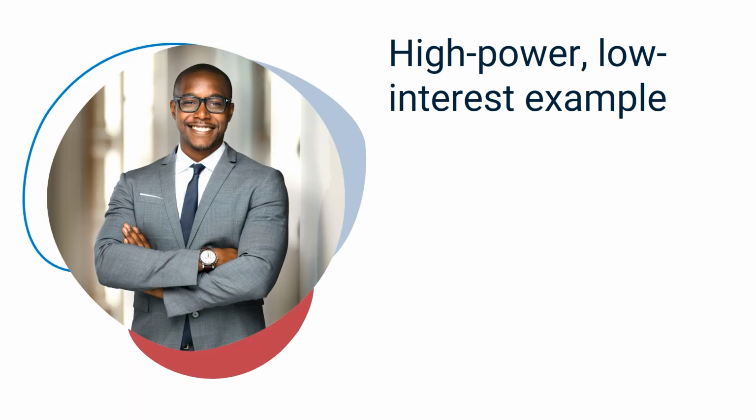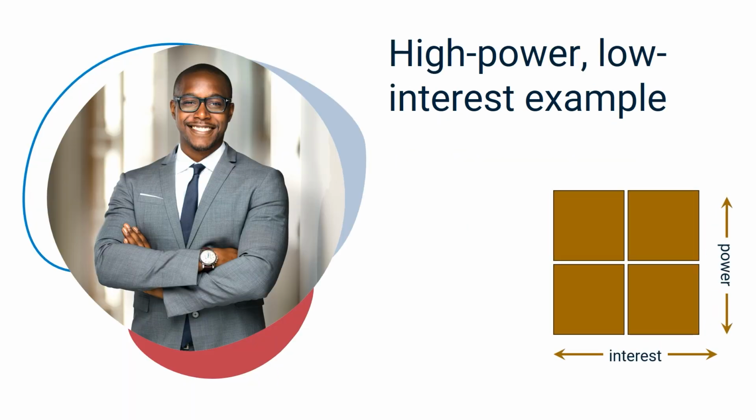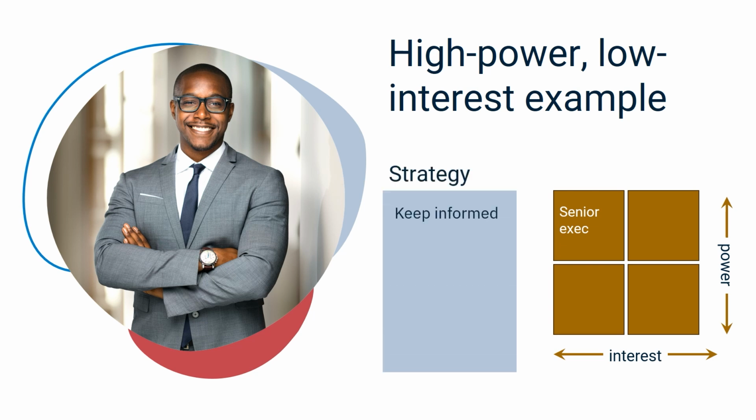Let's consider an example with a stakeholder who has high power but low interest, say a senior executive who knows little about the program. He would likely fall in your grid's high power, low interest quadrant. A reasonable strategy would be to keep your executive informed and educated regarding program significance and benefits, but not provide many low-level details. Provide executive summaries and infographics for brevity and clarity.